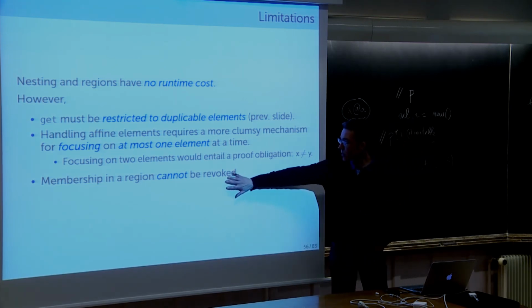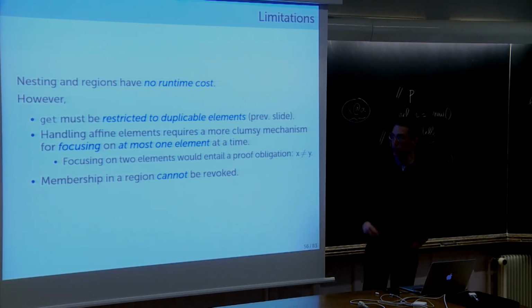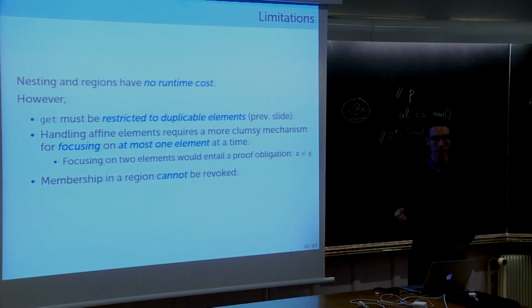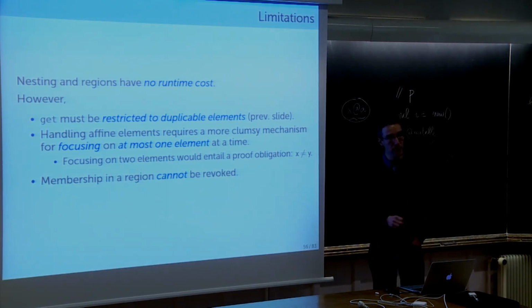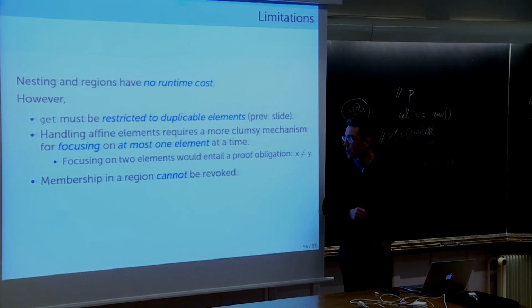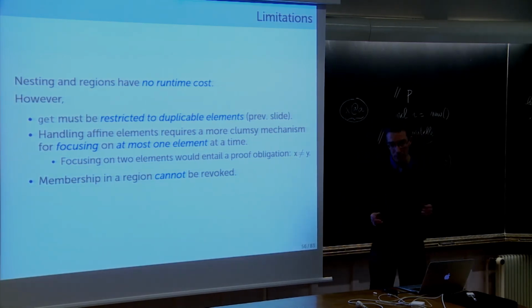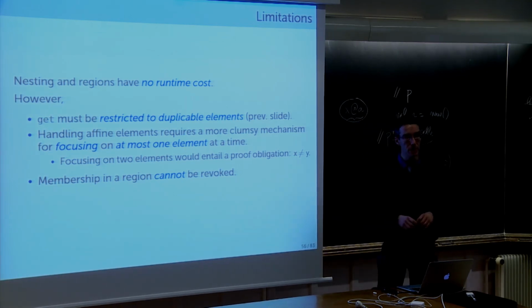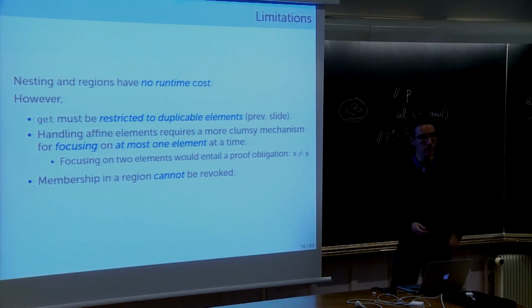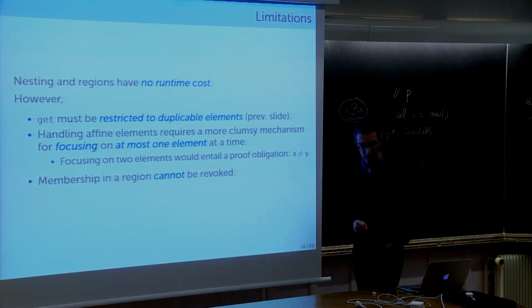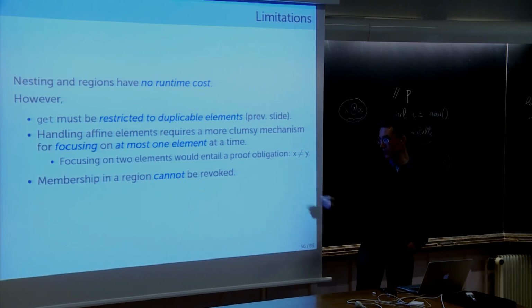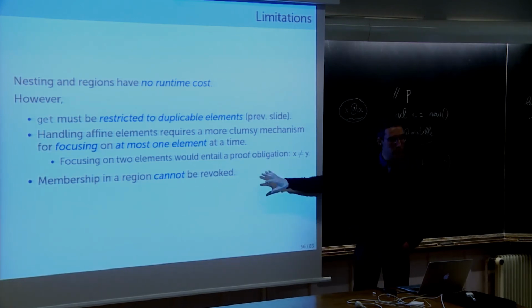And another reason why regions are not very flexible is that they're monotonic. You can make an element an inhabitant of a region, but then it remains an inhabitant of the region forever. You cannot take it out. And this can be a problem in some practical examples. For instance, if you're implementing a FIFO queue, all of the elements of the queue are in a region. So when you insert, you put them in the region. And then when you retrieve an element, you would like to take it out of the region. And you cannot easily do it because these regions are monotonic.